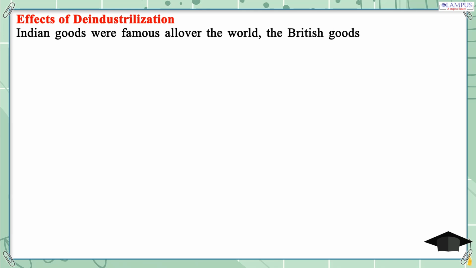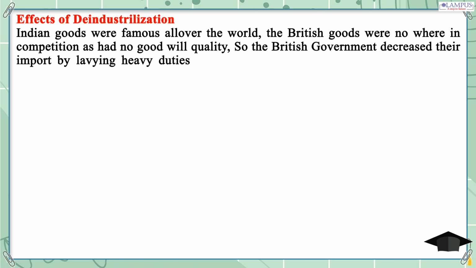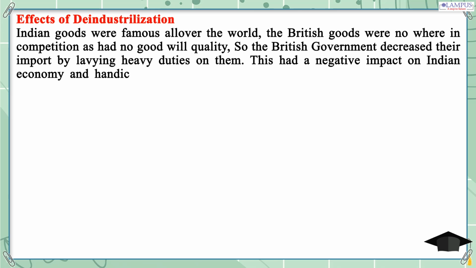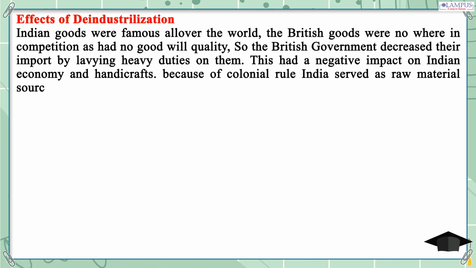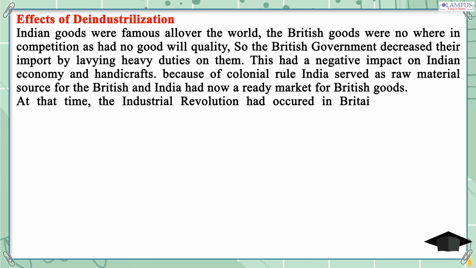Effects of deindustrialization: Indian goods were famous all over the world. The British goods were nowhere in competition as they had no goodwill or quality. So the British government decreased their import by levying heavy duties on them. This had a negative impact on the Indian economy and handicrafts. Because of colonial rule, India served as a raw material source for the British and India was now a ready market for British goods. At that time, the Industrial Revolution had occurred in Britain.